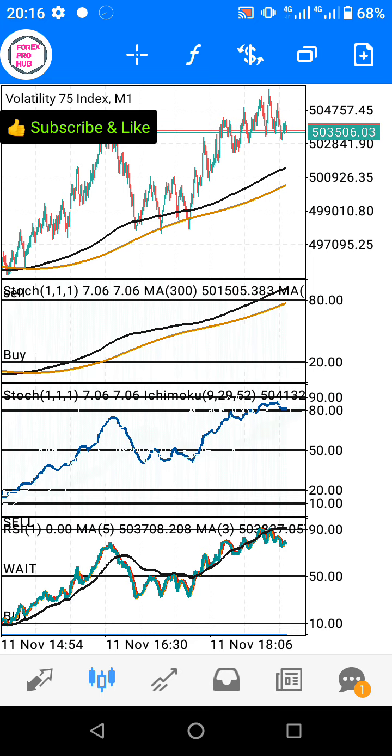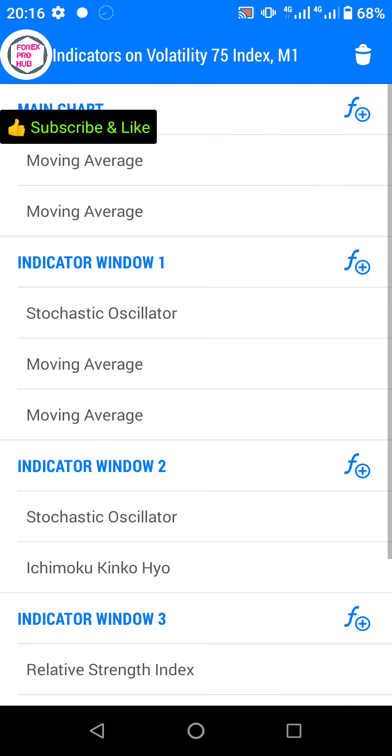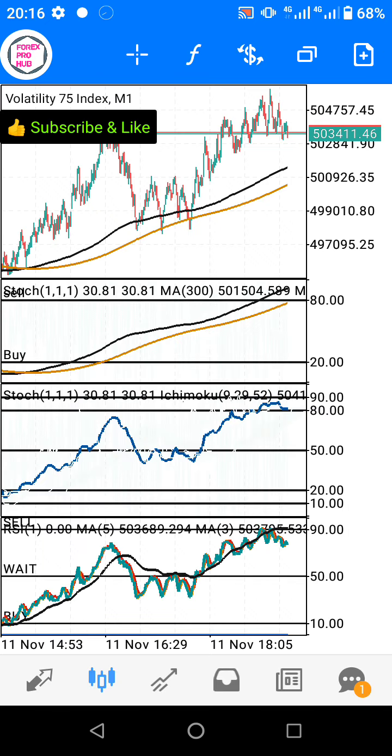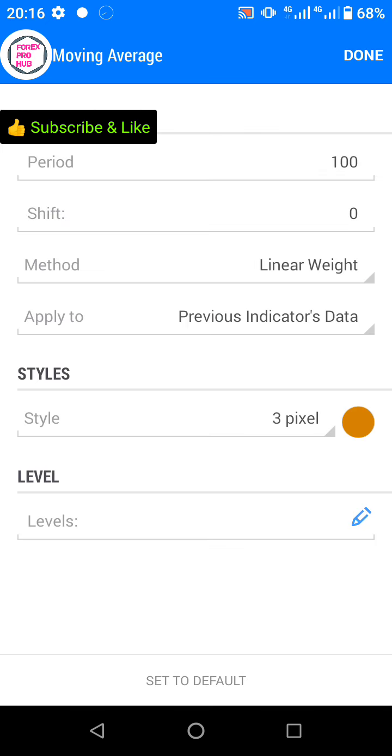And now, before I show you how the strategy works, I need to show you the setup one more time. Under main charts, here is the main chart. We have two moving averages. First one is moving average 300, shift 0. Method is linear weights, apply to weighted close, style is 3 pixel, and color is black. You click on done. Now the second moving average is moving average 100, shift 0, method linear weights, apply to previous indicators data, style is 3 pixel, and color is gold.